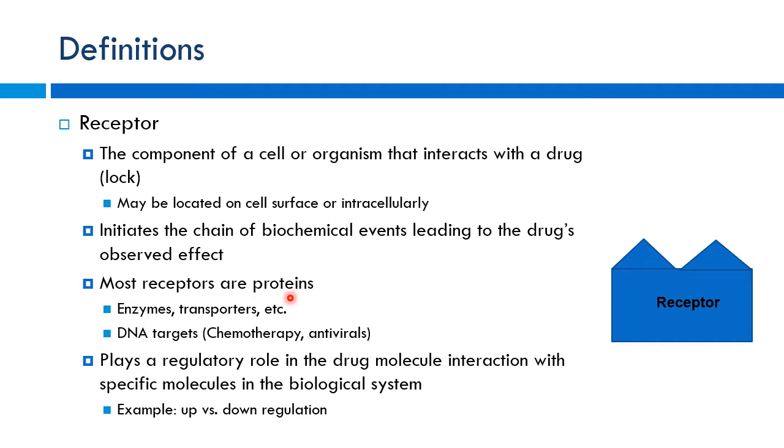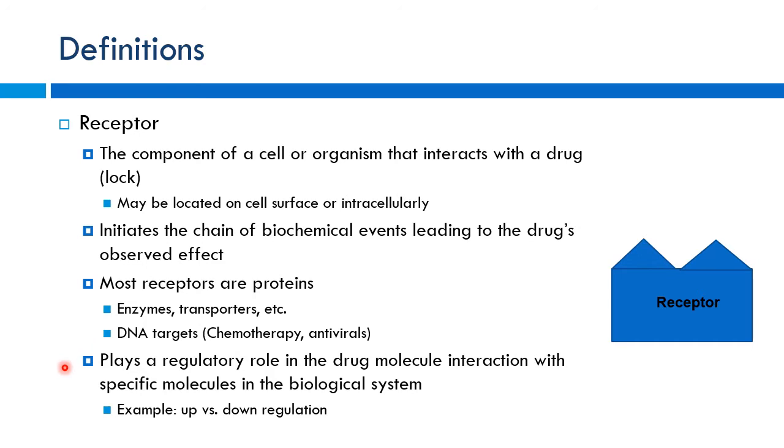Most receptors tend to be proteins, whether they're enzymes or transporters. In some cases, you may actually find DNA targets. I mentioned with cancer, oftentimes with those really rapidly dividing cells, you want to interrupt that, and usually interrupting the DNA is one of the best ways to do it. So you can have things like antiviral drugs or chemotherapy drugs go in and disrupt that DNA and prevent cell replication. This could be one thing we can do.